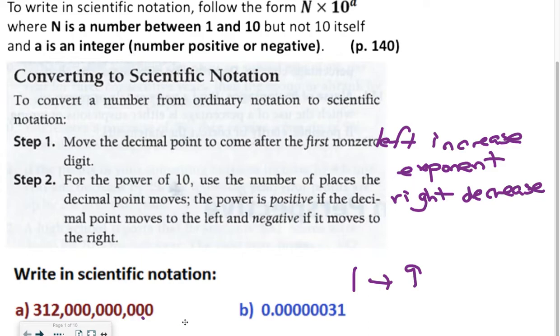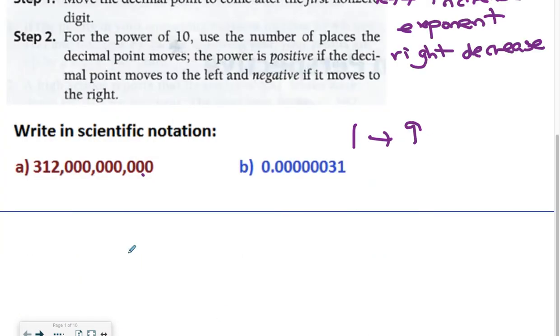So, looking at the first example that you guys have, we have 3, 1, 2, which is what our non-zero numbers are. And so our goal is to get our decimal point so that it's in between the 3 and the 1, because we want the number in front of the decimal to be 1 through 9.